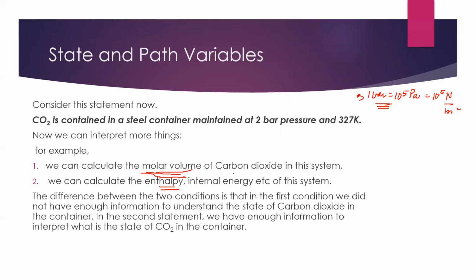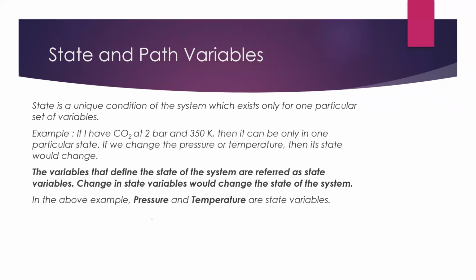All right. So the difference in the two conditions is that in the first condition, we did not have enough information to understand the state of carbon dioxide in the container. In the second statement, we have enough information to interpret the state of carbon dioxide in the container. So a state is a unique condition of the system which exists only for one particular set of variables. For example, if I'm saying carbon dioxide at 2 bar and 350 Kelvin, then it can be only in one particular state. If I change pressure or temperature, its state would also change, right?